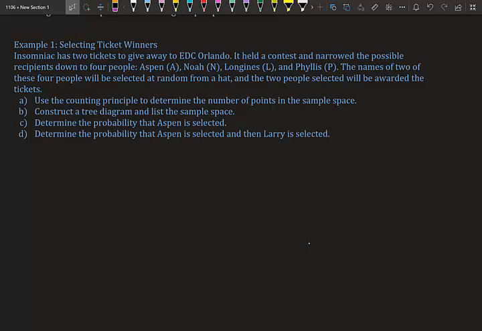Insomniac has 2 tickets to give away to EDC Orlando. It held a contest and narrowed down the possible recipients to 4 people: Aspen, Noah, Longinus, and Phyllis. The names of these 4 people will be selected at random from a hat, and the 2 people selected will be awarded the tickets. We're going to use the counting principle to determine the number of points in the sample space, construct a tree diagram, list the sample space, determine the probability that Aspen is selected, and determine the probability that Aspen is selected, then Longinus is selected.